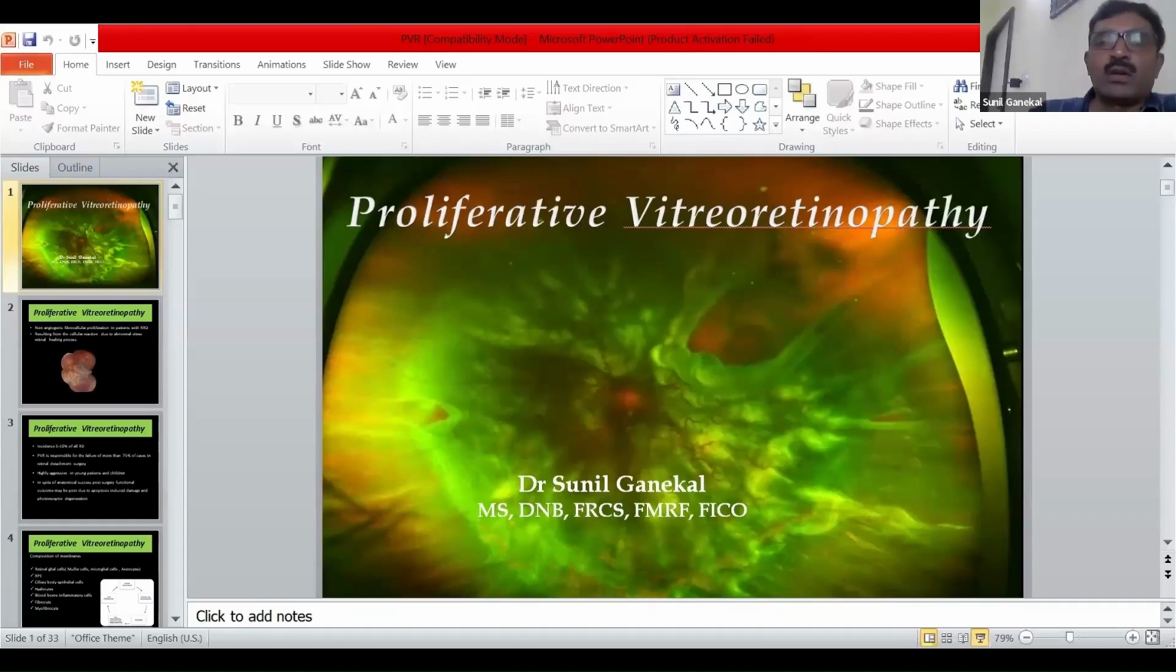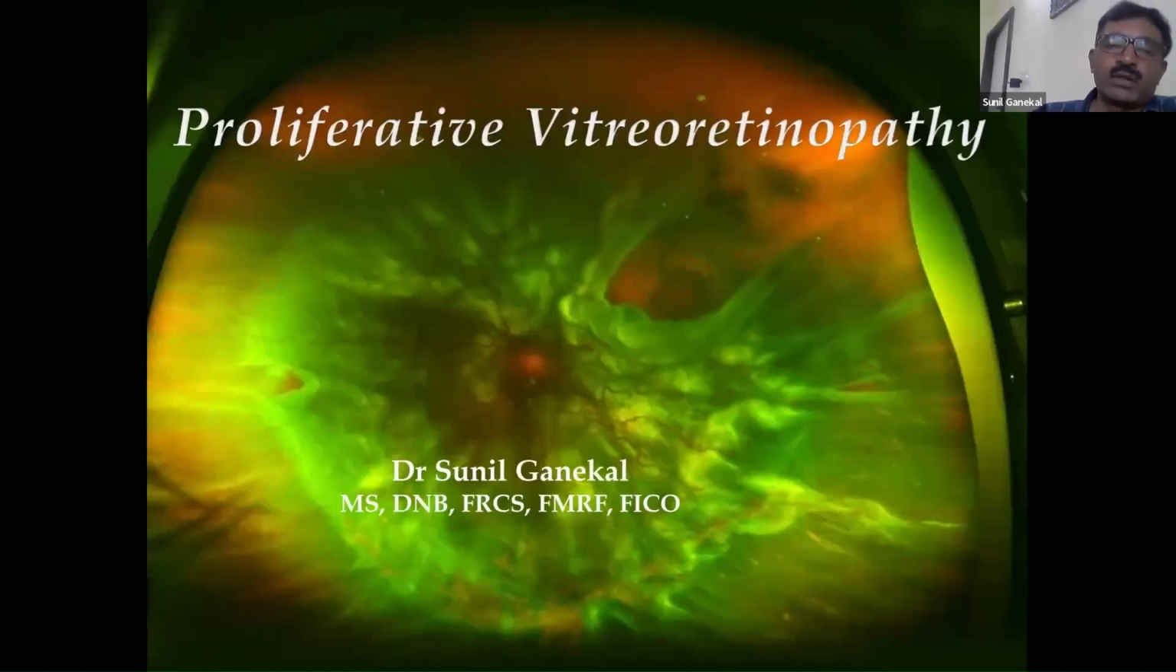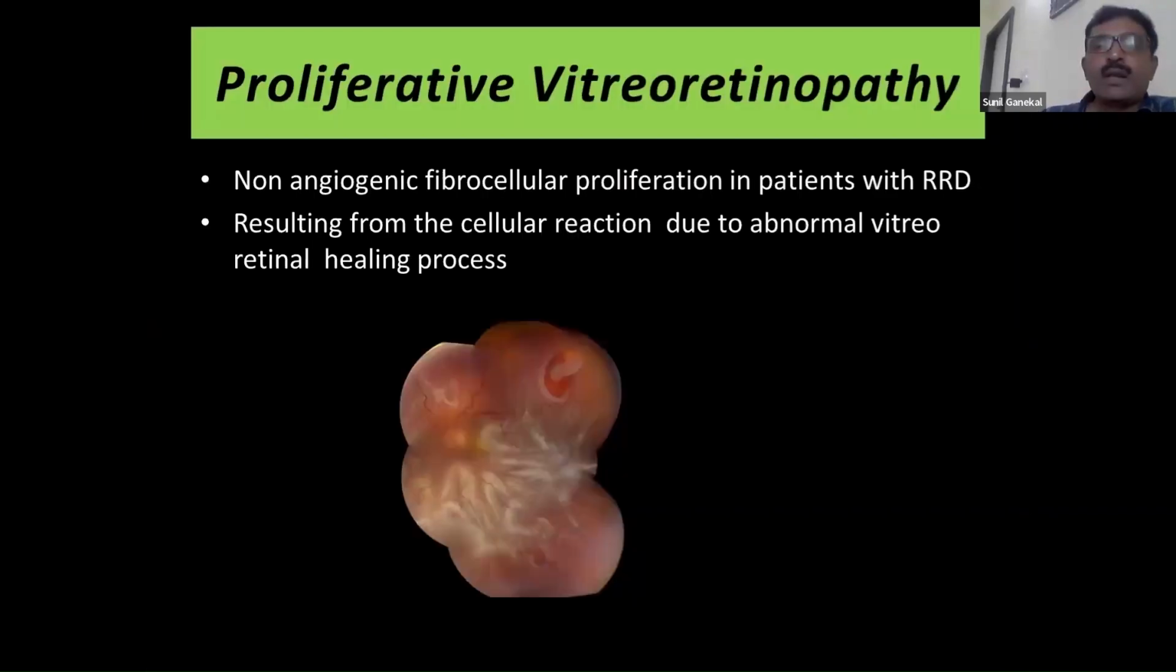Thank you, Roshni, for the kind introduction. Basically, today I'll be talking about one of the common complications associated with rhegmatogenous retinal detachment, that is proliferative vitreoretinopathy. I will divide my talk into two aspects. One is how proliferative vitreoretinopathy develops and what the implications are. And the second part will be the surgical management of proliferative vitreoretinopathy.